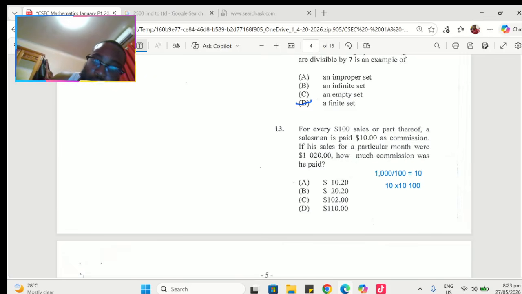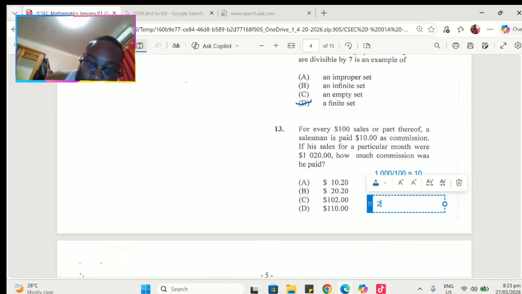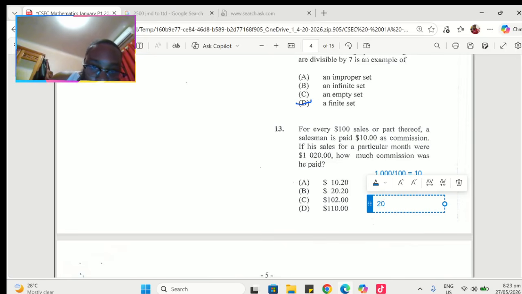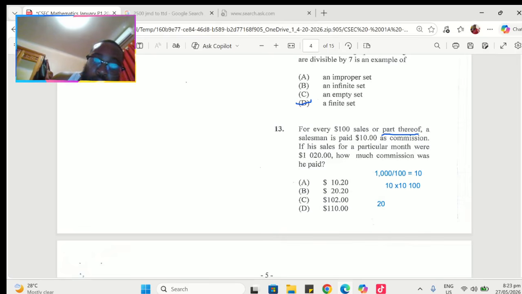Now he didn't sell 1,000, he sold 1,020. That $20, which is part of 100, part thereof, is also earning him $10. Even though it's not a full 100, because it's part of 100 and they said part thereof, that is earning him $10 as well. So that $20 extra above the 1,000 is earning him a next $10. Here it is, Jan 2023. So in total, the $1,000 would have earned him $100, and that $20 extra would earn him a next $10. So in total it would be $110. Right? It's really important to read the question carefully.